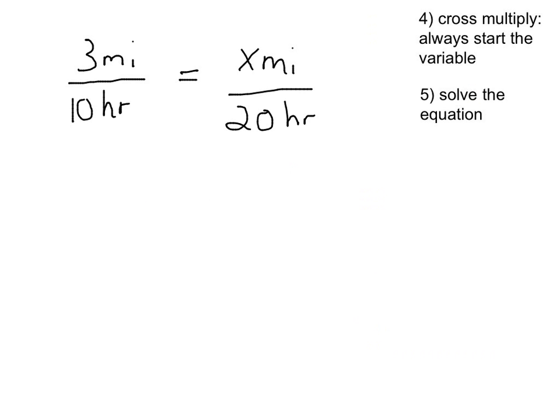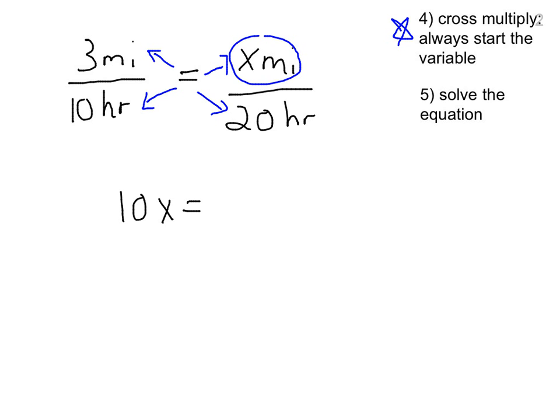Now to solve this proportion, what we need to do is cross multiply, and you always start with the variable. So what we're going to do is draw in arrows to help us out here. So again, we're going to start with our variable, which is right here. So 10 times x is just 10x. And 3 times 20 is 60.